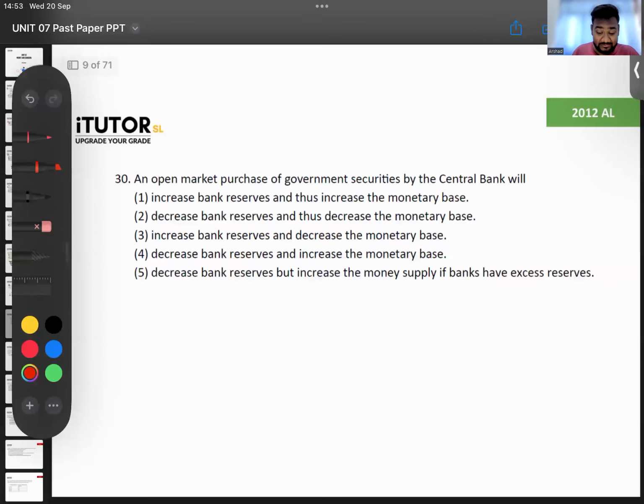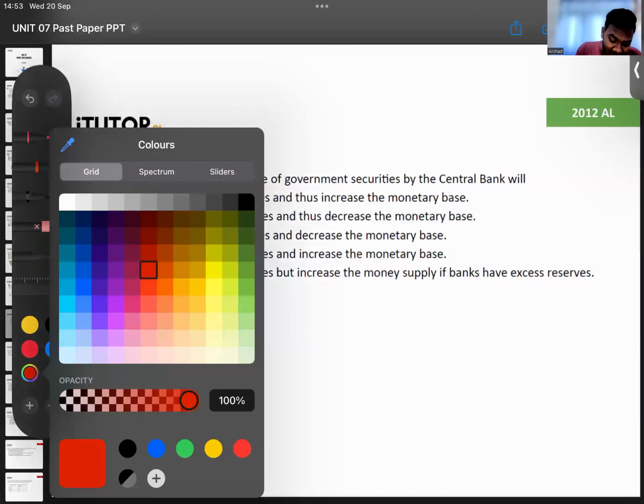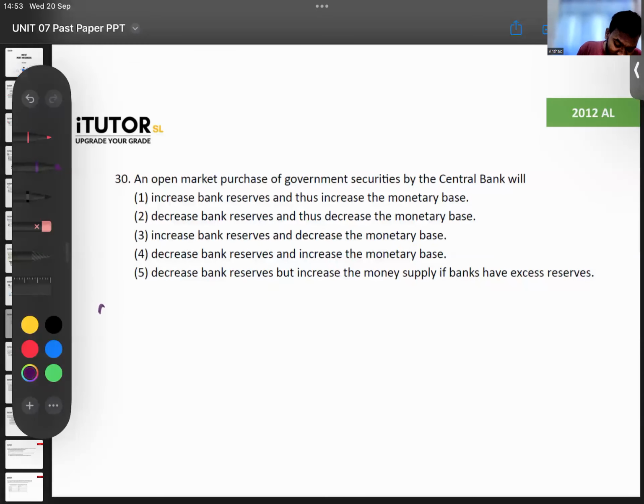Question number 30. An open market purchase of government securities, same as a reverse repo. An open market purchase of government securities by the central bank will do what? We'll think. Now, central bank is purchasing. So, quickly tell me, guys, when the central bank purchases, who are the ones who sell? Central bank is purchasing means commercial banks are selling.